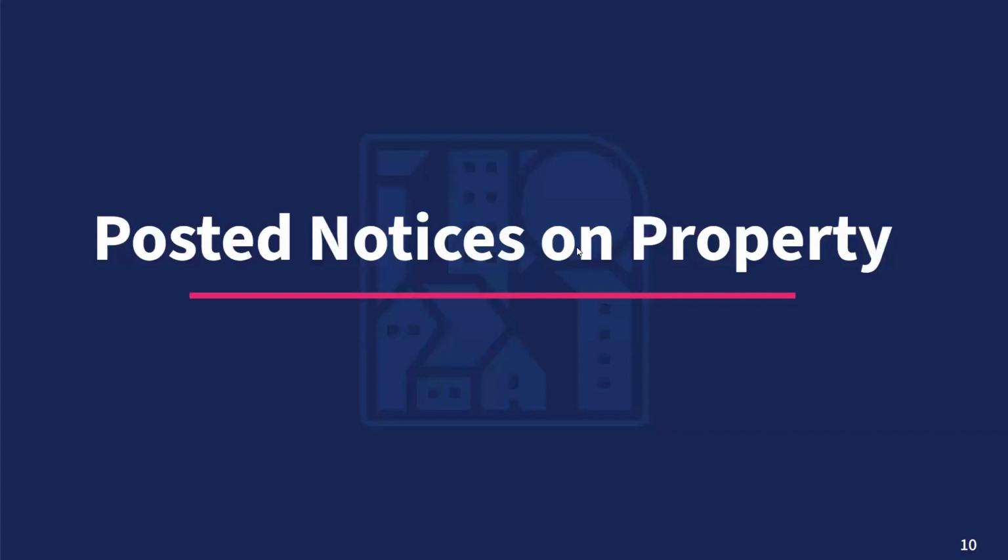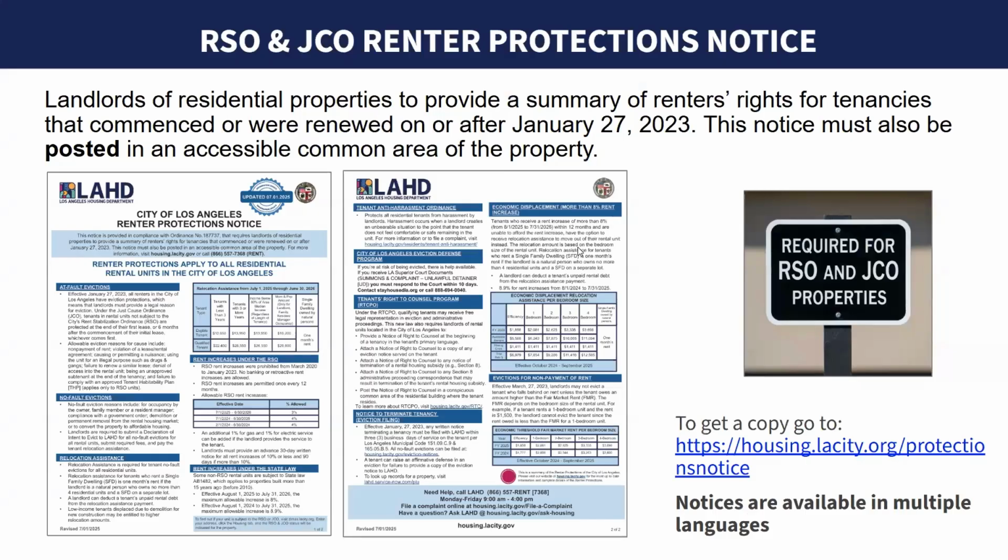Posted notices on property. RSO and JCO renter protection notices: landlords of residential properties must provide a summary of renters' rights for tenancies that commenced or were renewed on or after January 27, 2023. This notice must also be posted in an accessible common area on the property. So that would be your renters protection notices and your registration certificate. Next slide.